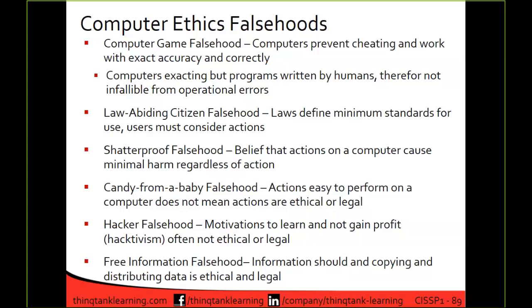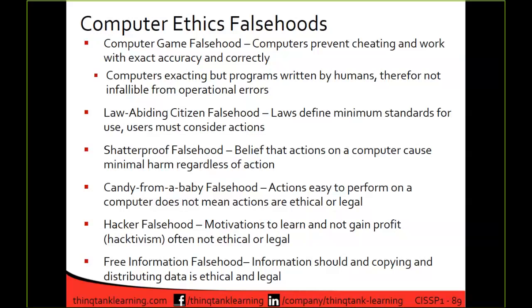Shatterproof falsehood. Belief that an action on a computer causes minimal harm regardless of that action. In other words, you might be able to chip away at something, but you're not going to shatter it, right? That's the analogy that they use there. Computers can be as dangerous as the user using them. Because, like I said, computers are exact. They do exactly what they're told to do, and they're not necessarily restricted.